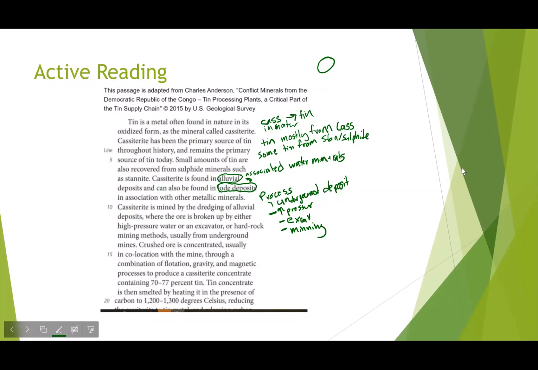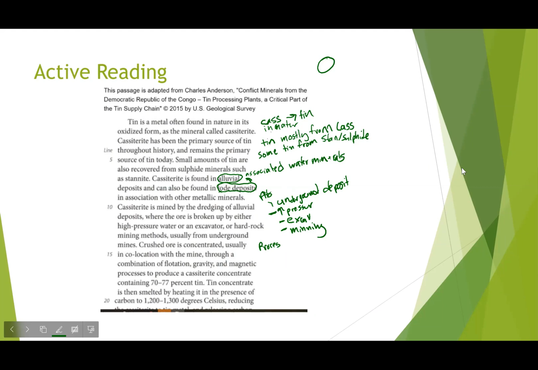And then I've got my next sentence. Crushed ore is concentrated usually in co-location with the mine through a combination of flotation, gravity, and magnetic processes to produce a cast concentrate containing 70% tin. And so this sentence is you telling me this is the process, this is where it comes from, and this is more the process. So the first is actually how we get it, and then the second is the steps and process.